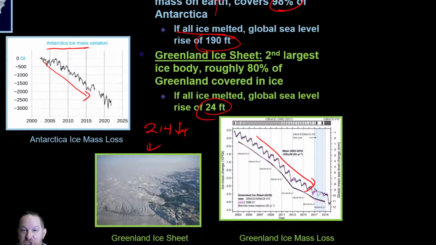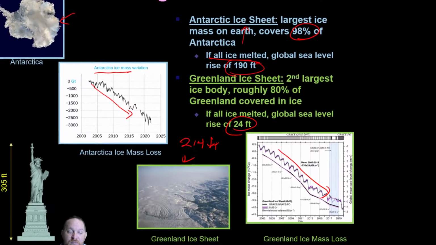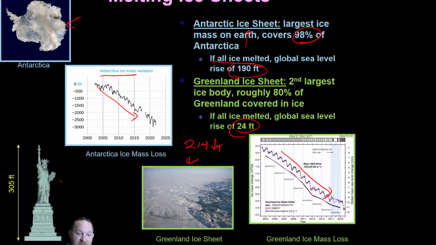If just these two ice sheets, we're not talking about any of the other glaciers, any of the other ice sheets, we're talking about just these two. If just these two ice sheets melted, 200 feet is going to come up to the arm of the Statue of Liberty. So think about all of our major cities. Where are they? Most of them are located on coasts, right? Because shipping, close to the water. Many of the world's major cities will be completely covered with water if these ice sheets continue to melt, right?